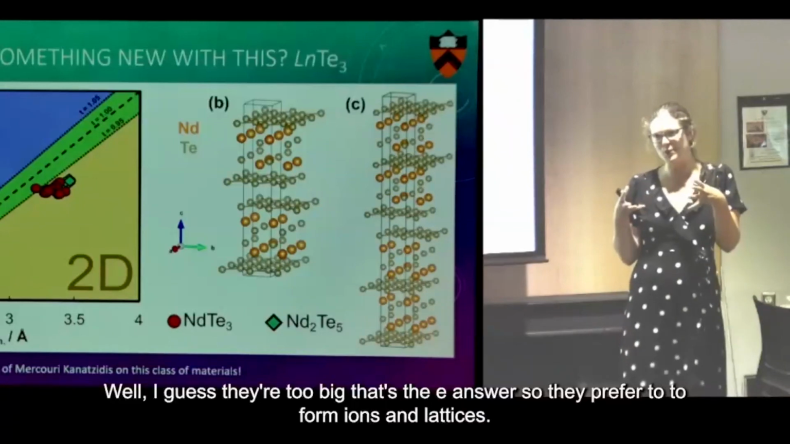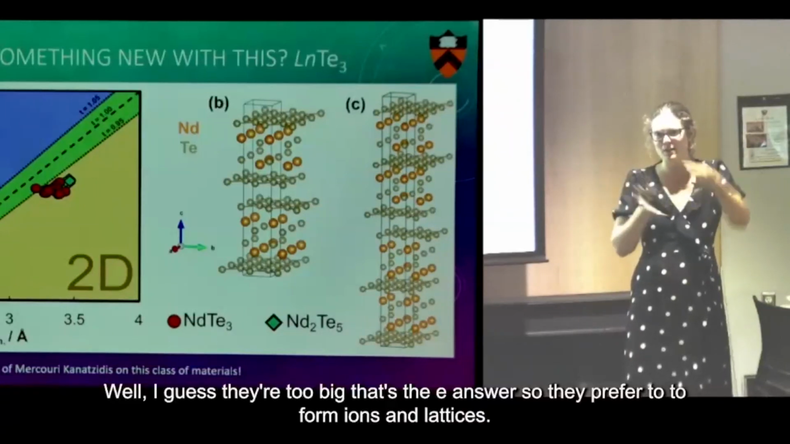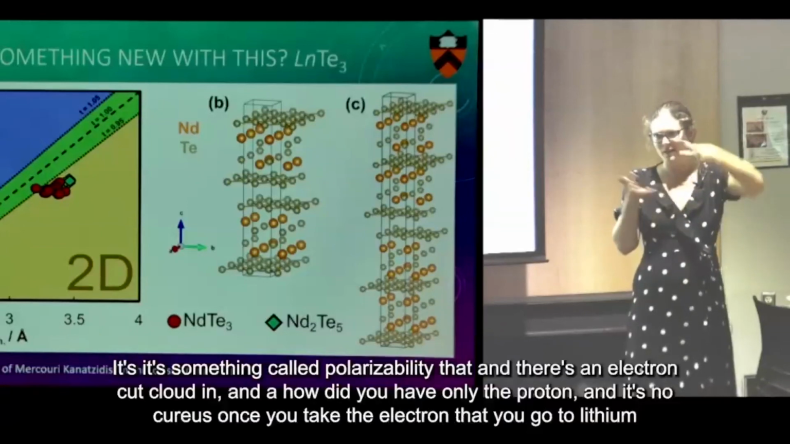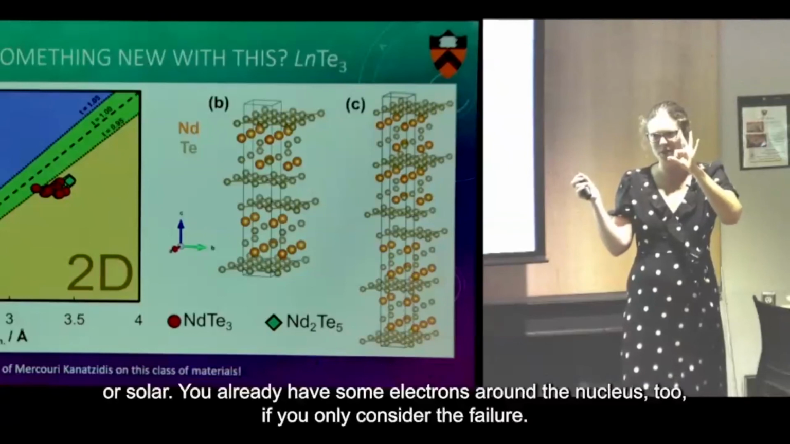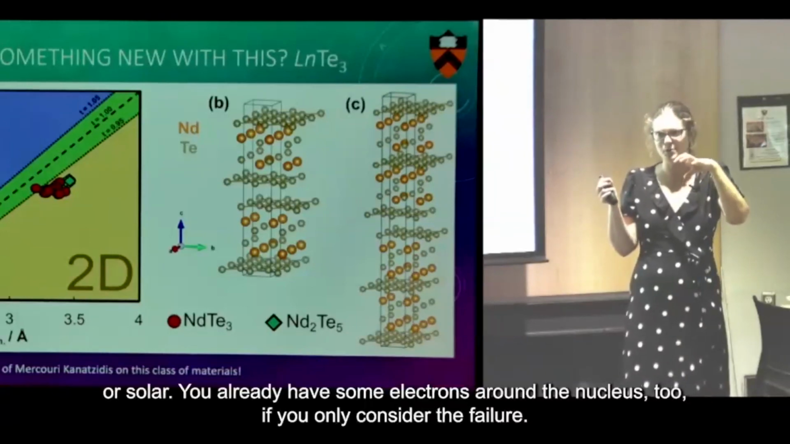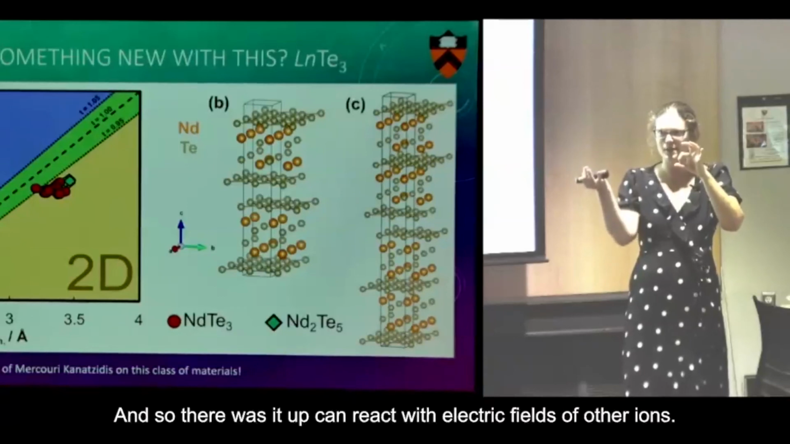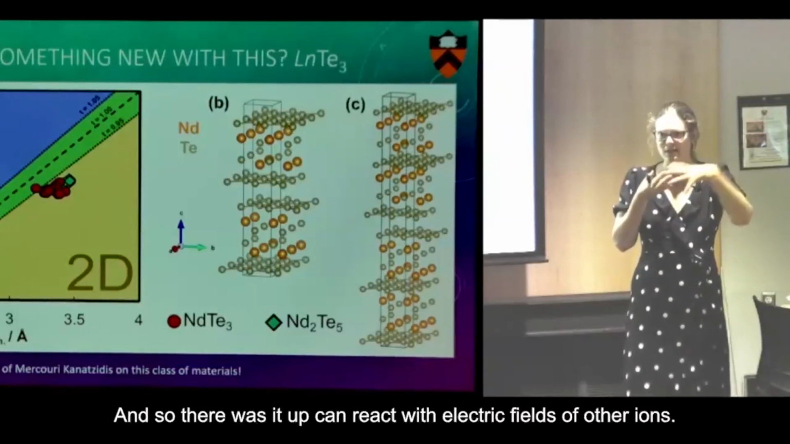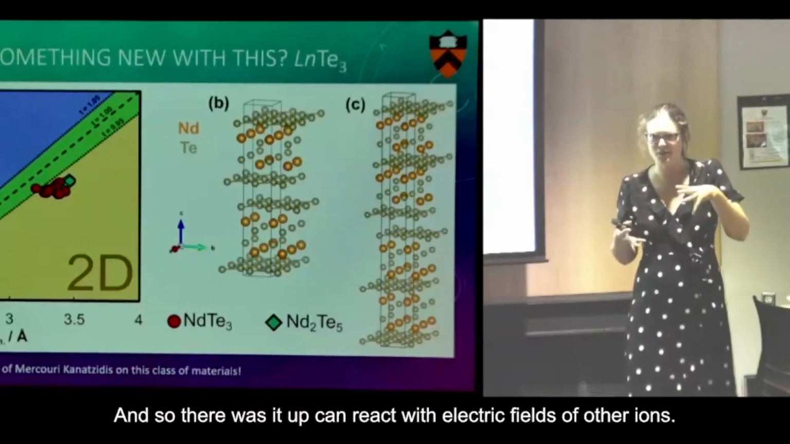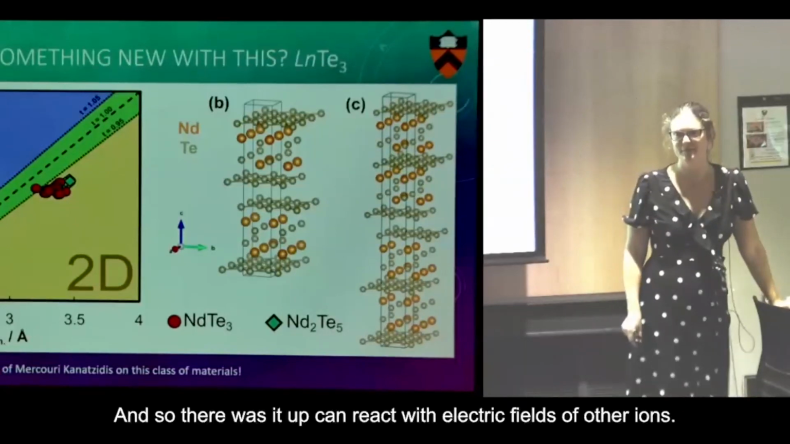It's something called polarizability. Hydrogen has only a proton in its nucleus once you take the electron out, right? And if you go to lithium or sodium, you already have some electrons around the nucleus too, if you only consider the valence shell. And so those can react with electric fields of other ions, so it's much more favorable to form a lattice. Thank you.